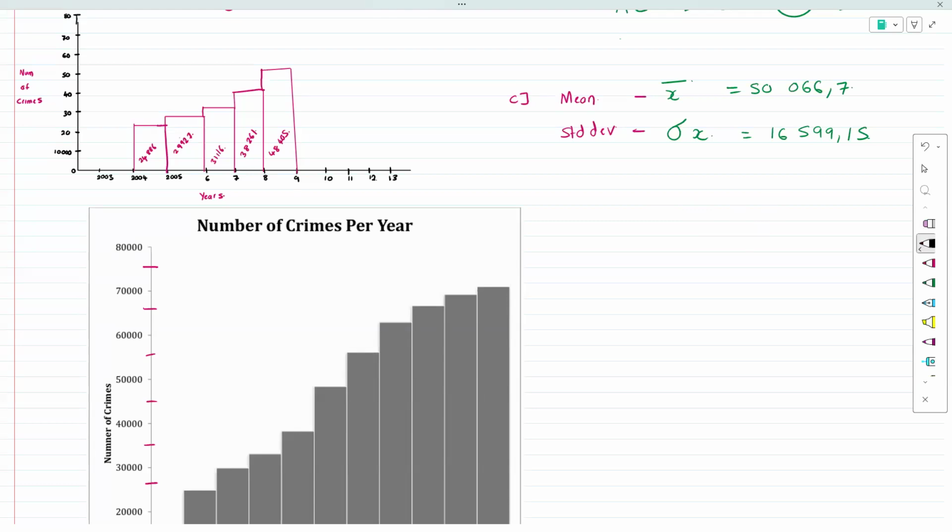We take the mean. We can go both ways. We take the mean for now. The mean is 50,066. Again, this has got nothing to do with the question, and we're going to add one standard deviation to it. So if we add one standard deviation, we get an answer. And then we take the mean and subtract one standard deviation from it. And this would be a range.